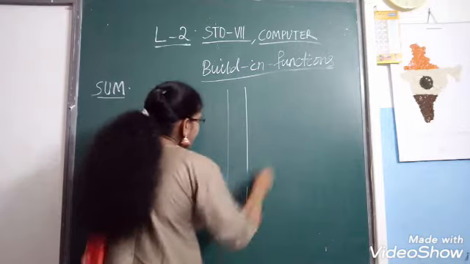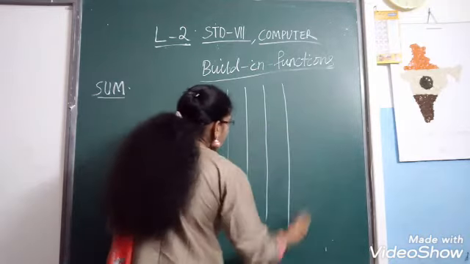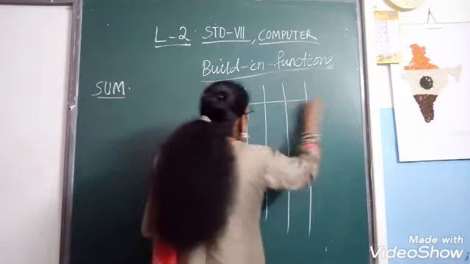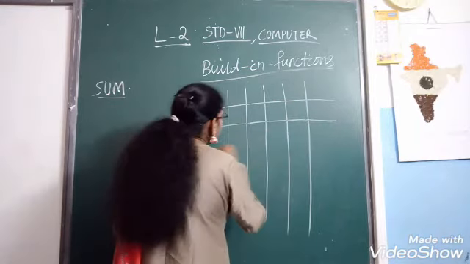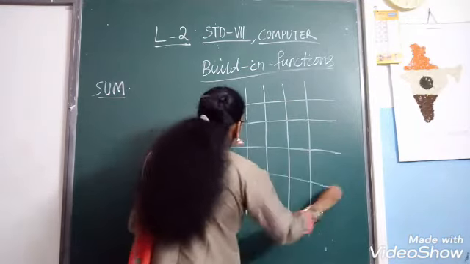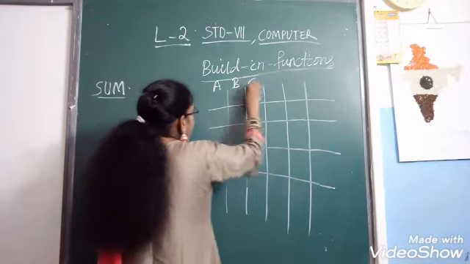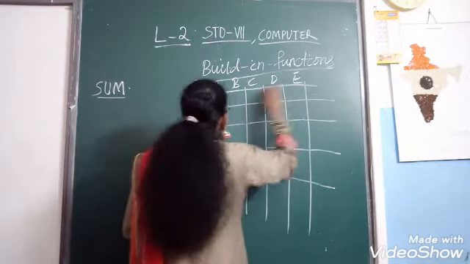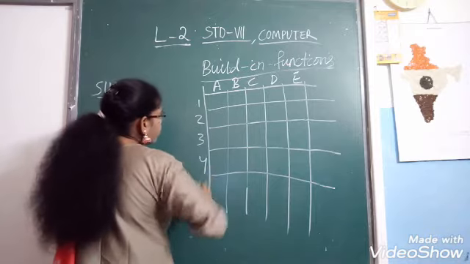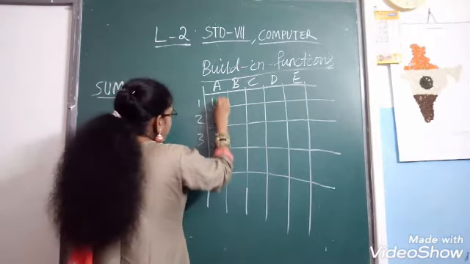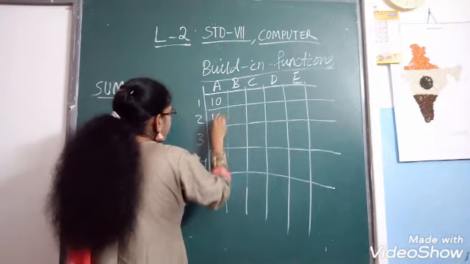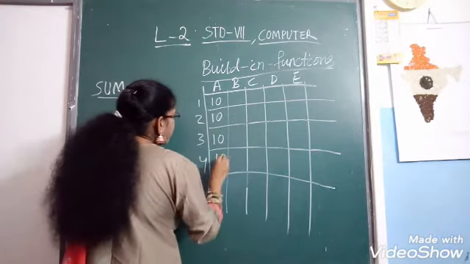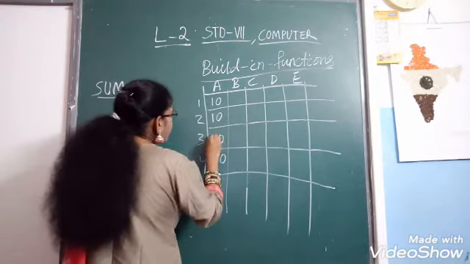See, suppose let us take this one. This is an Excel sheet. Intersection of rows and columns. Suppose columns are given as A, B, C, D, E, and rows, as you already know, are named as numbers 1, 2, 3, 4. Now suppose I am writing here 10, 10, 10, 10, or let it be 20 here.